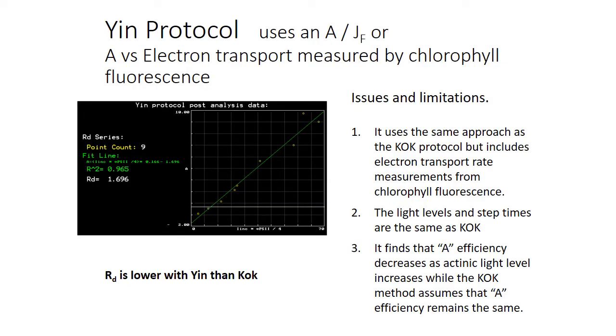The Yin protocol. The Yin protocol uses the same approach as the Koch protocol, but instead uses electron transport rate measurements from chlorophyll fluorescence. Light levels and step times are the same as with the Koch protocol. The Yin protocol finds that A, or photosynthetic rate efficiency, decreases as actinic light level increases, while the Koch method assumes that photosynthetic rate efficiency remains the same. RD is lower with Yin than with the Koch protocol.